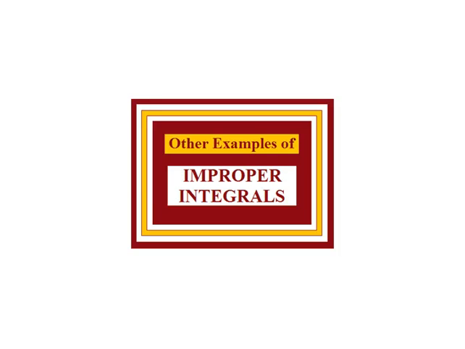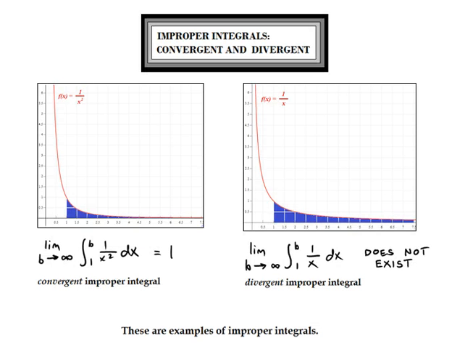Hello, ladies and gentlemen. This is video number 2 in a two-part series on improper integrals. In our last video, we took a look at two different improper integrals. One of them was convergent, meaning there was a numeric value for the definite integral, and the other one was divergent. The limit of the integral did not exist.